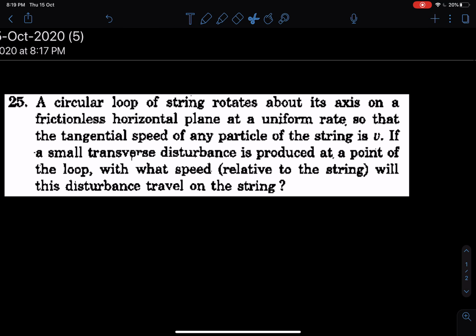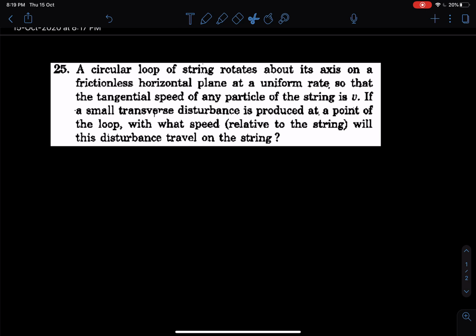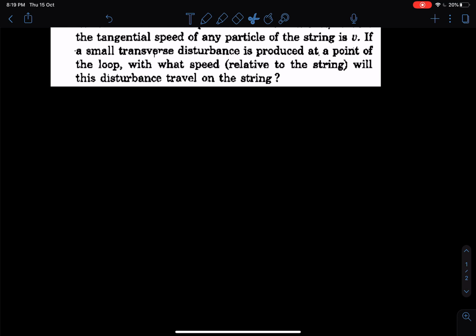Okay, now coming back to this question. Now here again we have to find out the velocity of the pulse relative to the string, and there is a unique way in which this tension is maintained in the string or this rope. So you can say that this rope is quite thick, and this rope is made to undergo circular motion.